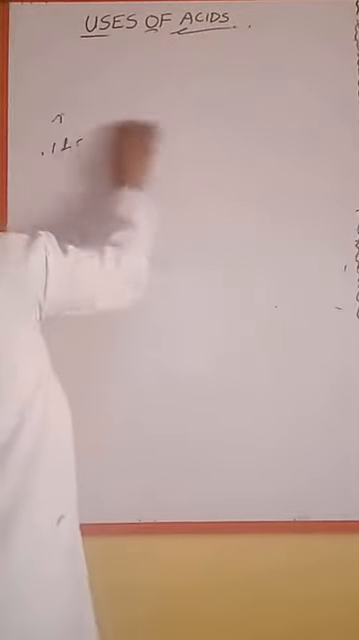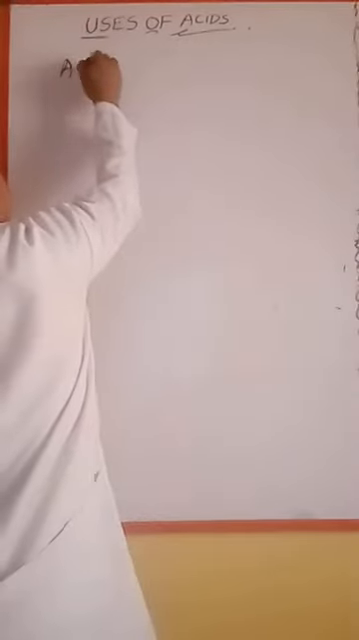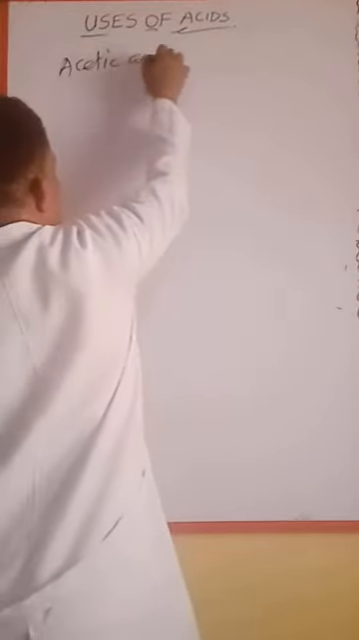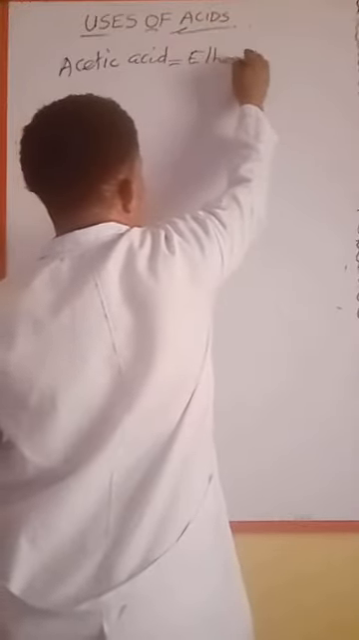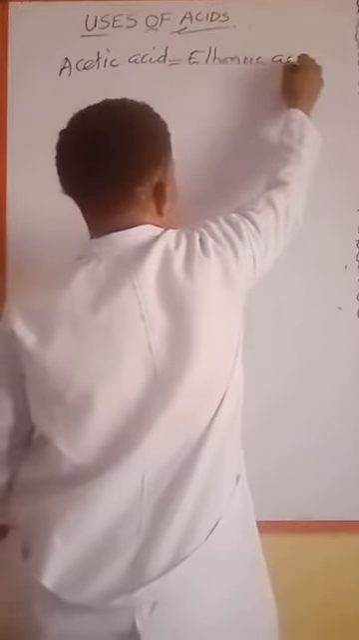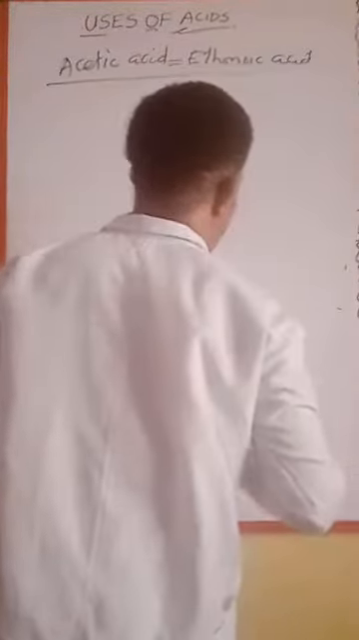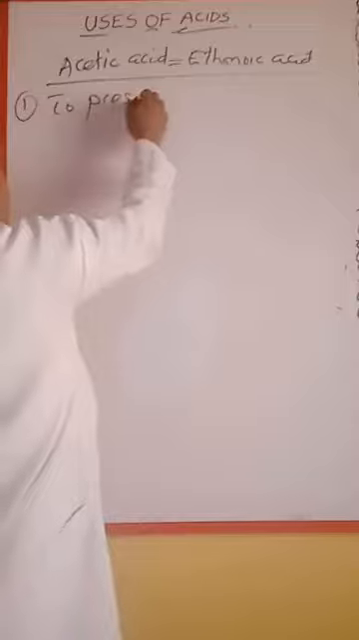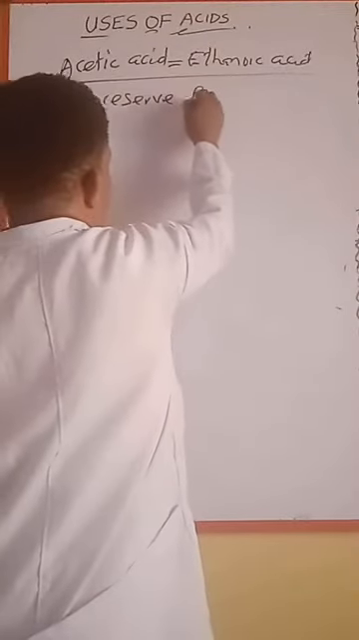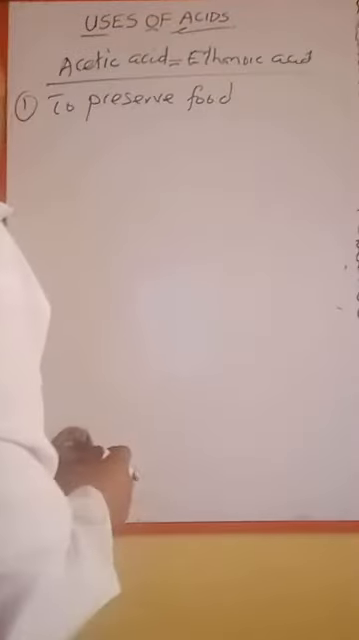Acetic acid is also known as ethanoic acid. Let's look at the uses of acetic acid. Number one, to preserve food. When you want to preserve your food, you use acetic acid.